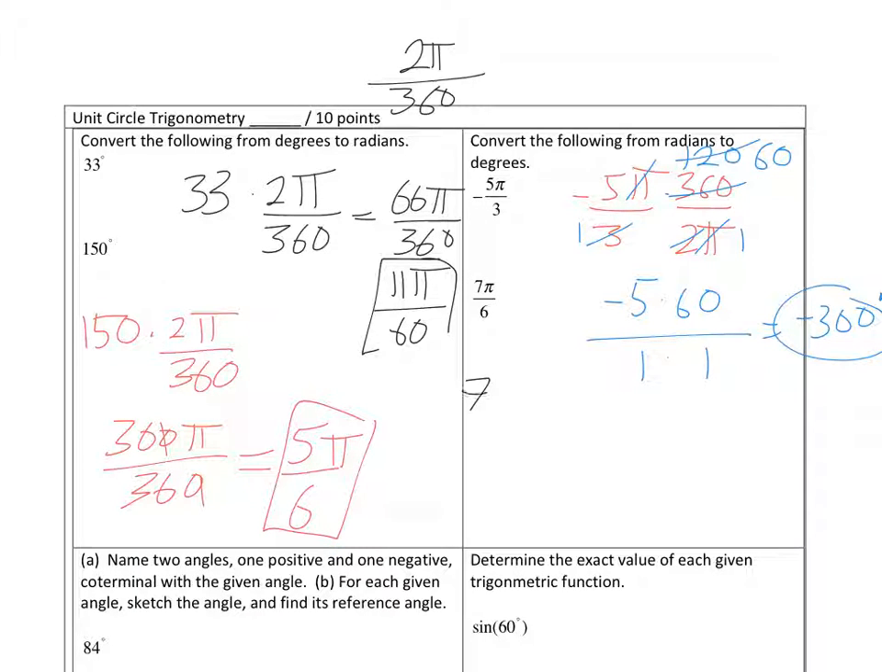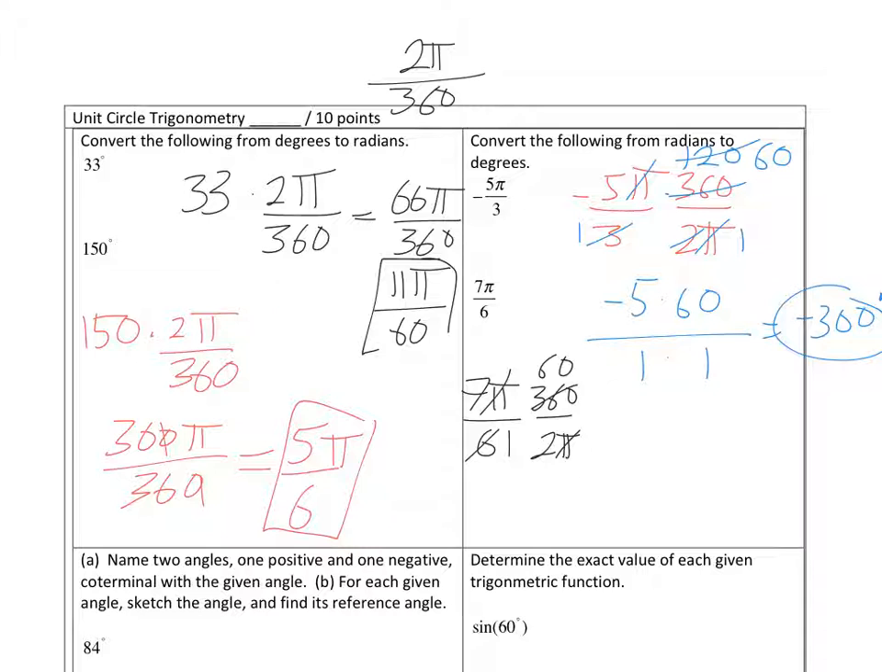So we've got 7 pi over 6. Again, I want to get rid of that pi, so pi is going to be on the bottom. 360 over 2 pi. My pi's cancel. My 6 and 360 can be reduced to 1, and 360 divided by 6 is going to be 60.